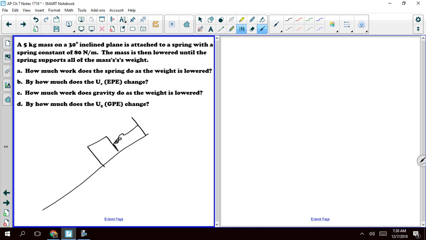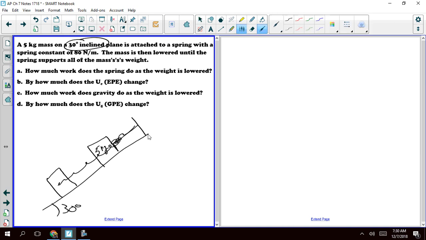Okay, so same thing, 5 kilograms, all right, and then we're going to let it slide down until it gets to the equilibrium point. So it's probably worth our while to take a quick second. We know that this angle here is 30 degrees, right?